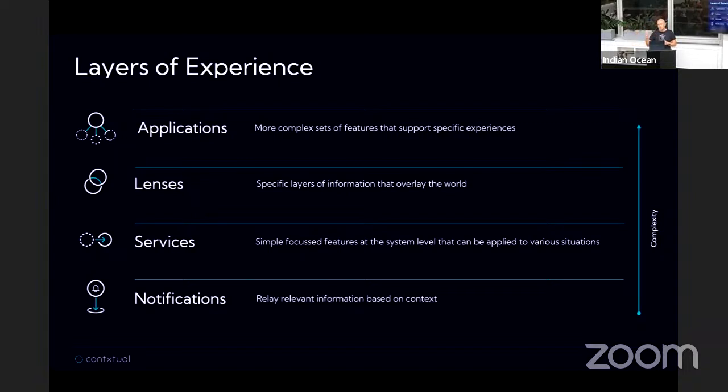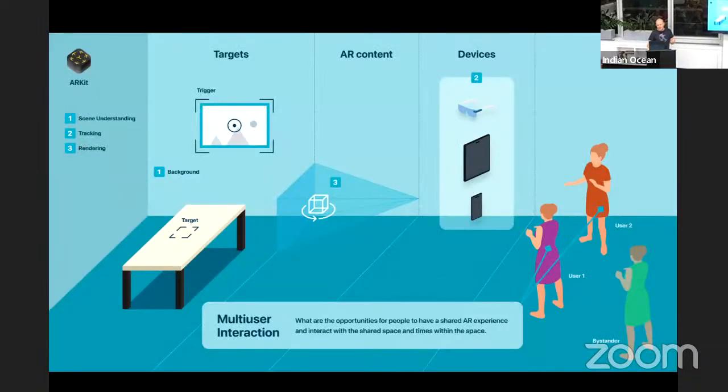Maybe there are things like services which are ingrained in the operating system but might be called forward, whether that's something like being able to detect text in the real world and then read that out to you or highlight that. And then lenses are another layer. So we might have a history lens. I want to walk down the street and see different layers of history as an AR layer on this world. And then there might be dedicated applications. So that was a way of thinking about things.